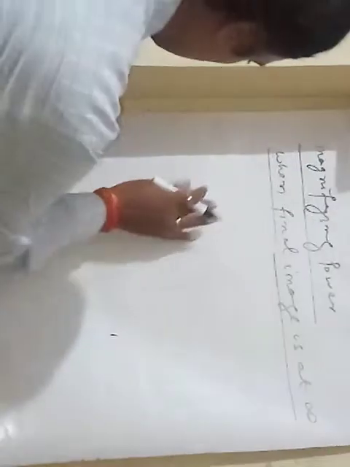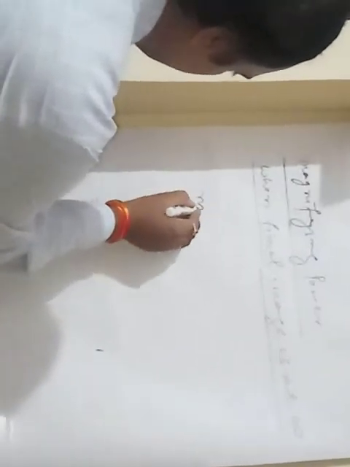Magnifying power of the compound microscope when the final image is at infinity. In this case, the magnification produced by the objective lens, represented by MO, is given by MO equal to VO by UO.